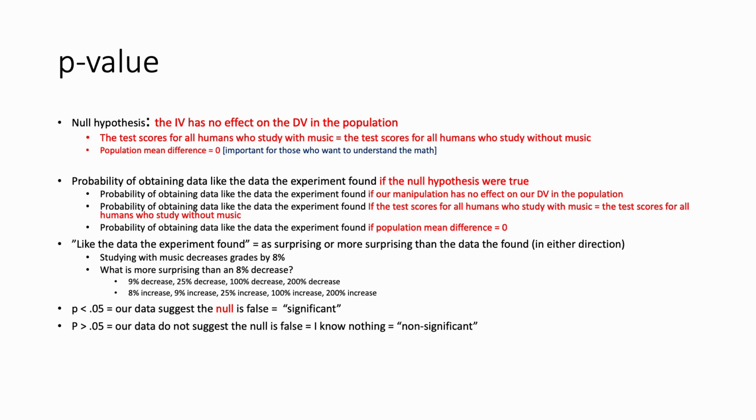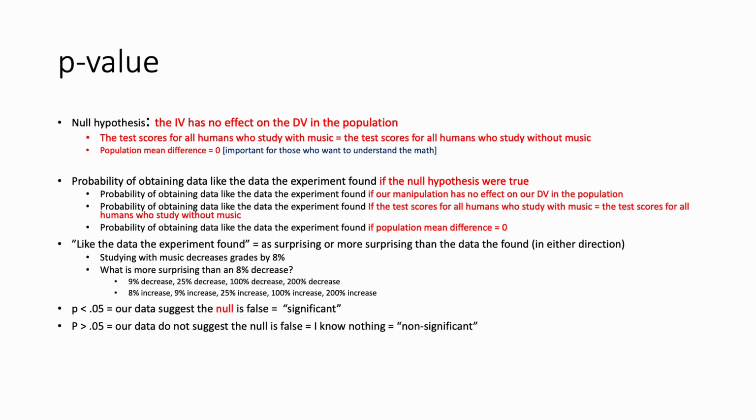Now, what I didn't define in our last discussion was, what do I mean by like the data the experiment found? Well, it's different for each test. So in this case, it means as surprising or more surprising than the data the experiment found in either direction. So for example, let's just say studying with music decreased grades by 8%. What's more surprising than an 8% decrease in either direction? Well, a 9% decrease, a 25% decrease, a 10% decrease, a 200% decrease. Everybody understands that. Yeah, that's more surprising.